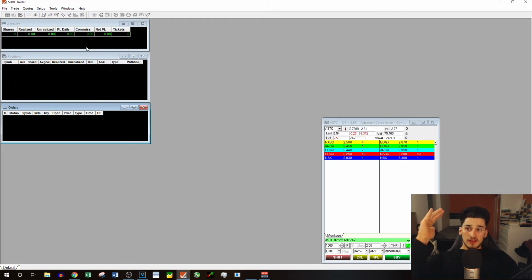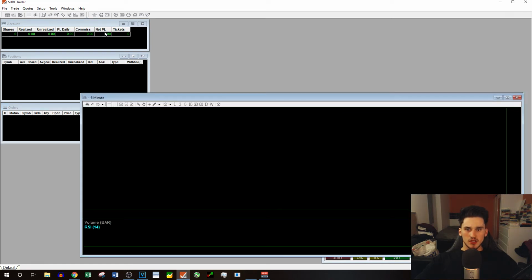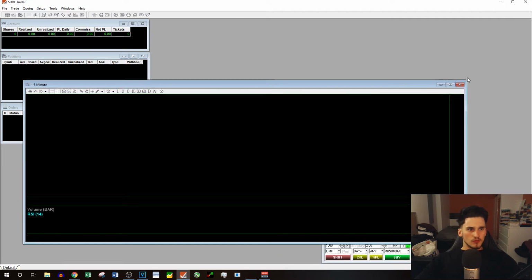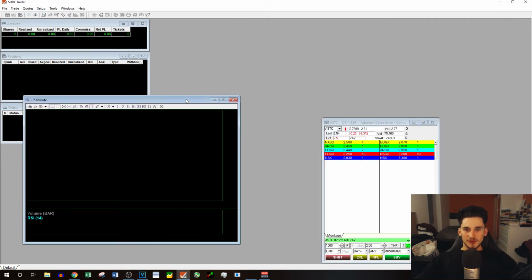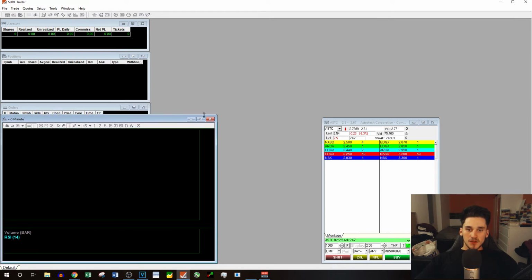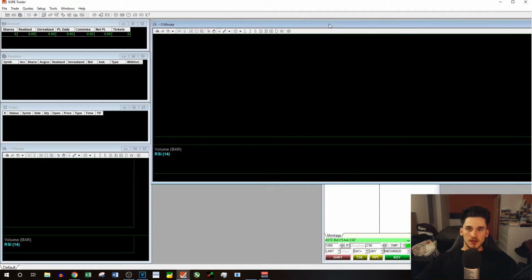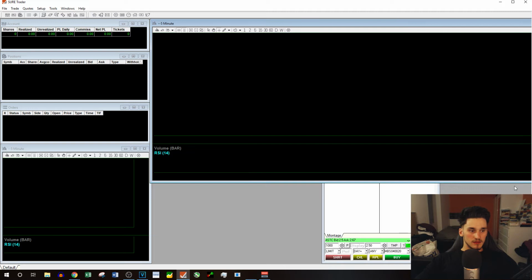So we have the account, the positions, the orders, and the Montage. Now we want to add some charts. To add a chart, we're going to click on this little bar chart here. It says chart package. I'm going to go old school and do the layout that I used to do. So I'm going to put a chart down here, and then I'm also going to put a chart up here.